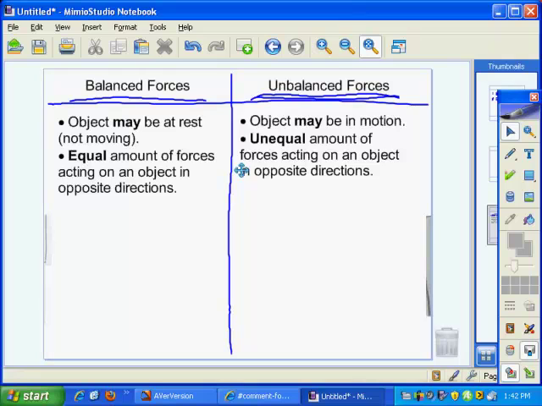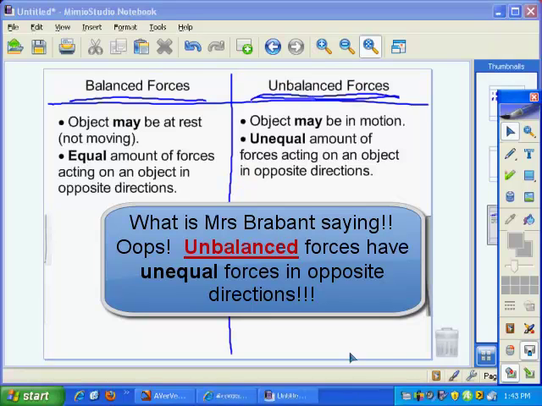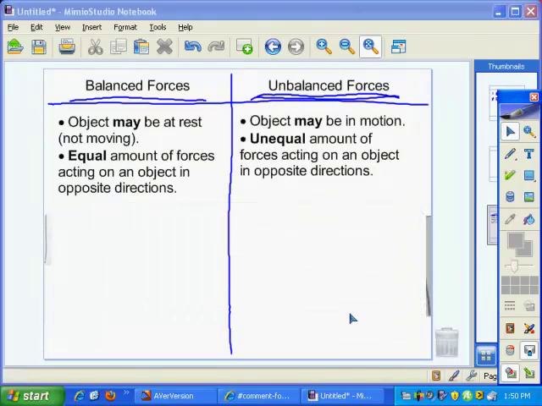For unbalanced forces, the object may be in motion. It may be moving. If I push a chair that has wheels on it, the chair is going to move. And an unbalanced force will have an unequal amount of forces acting on an object in opposite directions. Some picture examples too.